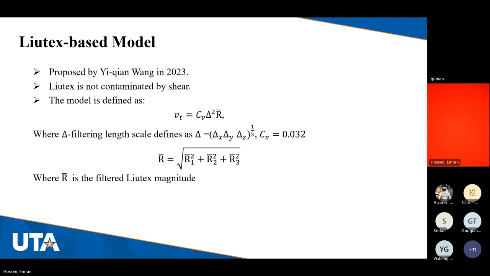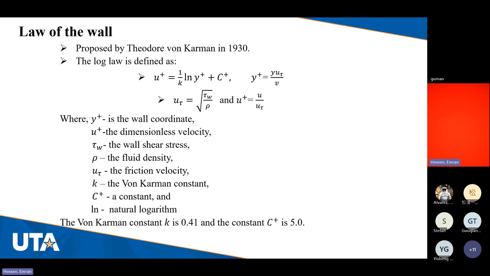Next, the law of the wall, which is applied for our analysis of the results. The log law is defined by u plus equals 1 over kappa natural log y plus, plus c plus. Here y plus is the wall coordinate, u plus is the dimensionless velocity, y plus is given by y u_tau divided by nu, u_tau equals the square root of tau_w over rho, and u plus equals u over u_tau. The von Karman constant kappa used is 0.41, and c plus is the constant 5.0.